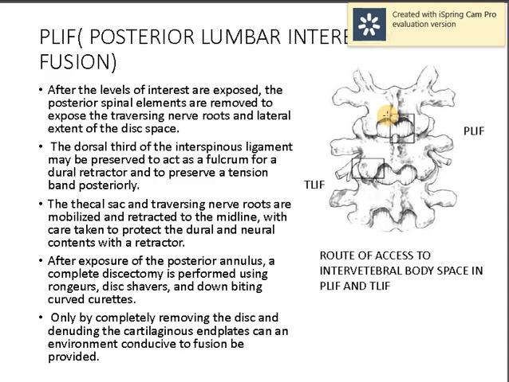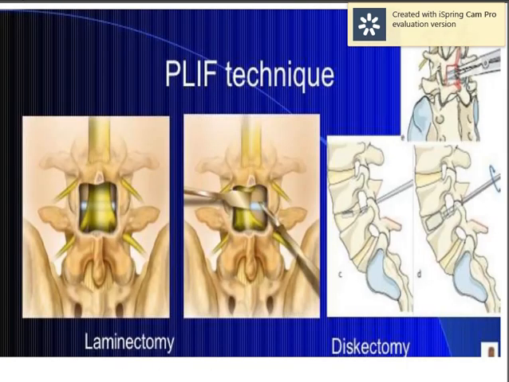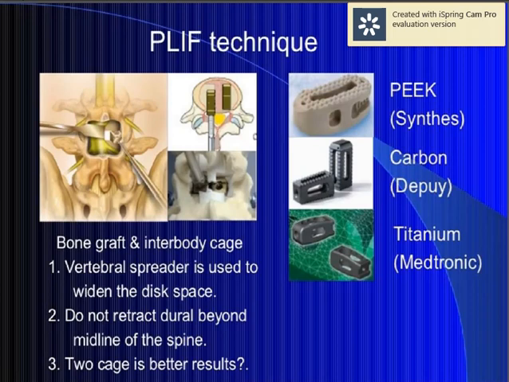This is another type of procedure, the lumbar interbody fusion. This is another surgical procedure which is done by the fusion of the lumbar interbodies. And then we can see this is the PLIF technique: laminectomy, discectomy, and these are the implants used. Bone graft and interbody cage, and a vertebral spreader is used to widen the disc space.